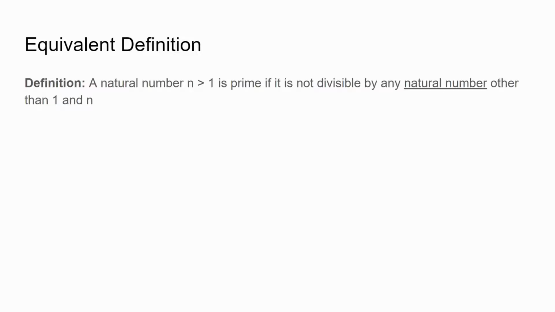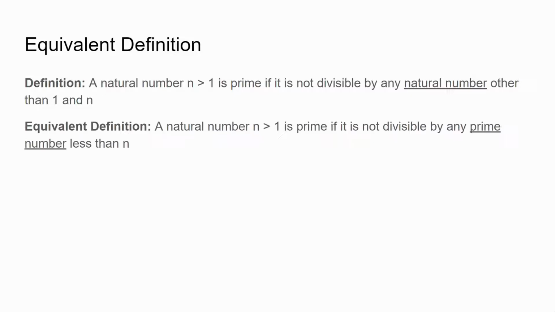Now let's take a look at an equivalent definition, which will be more useful for proving the result that there are infinitely many primes. Here's our original definition. We say that n greater than 1 is prime if it's not divisible by any natural number other than 1 and n. But instead of the condition that it is not divisible by any natural number, we change this condition to: it is not divisible by any prime number less than n.